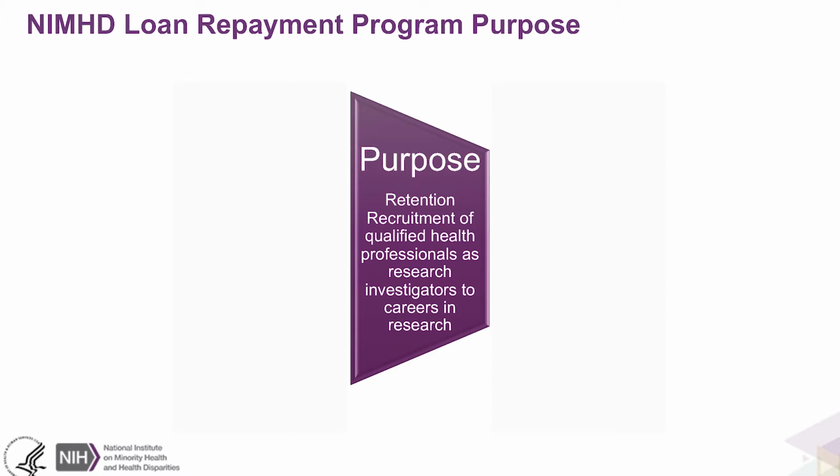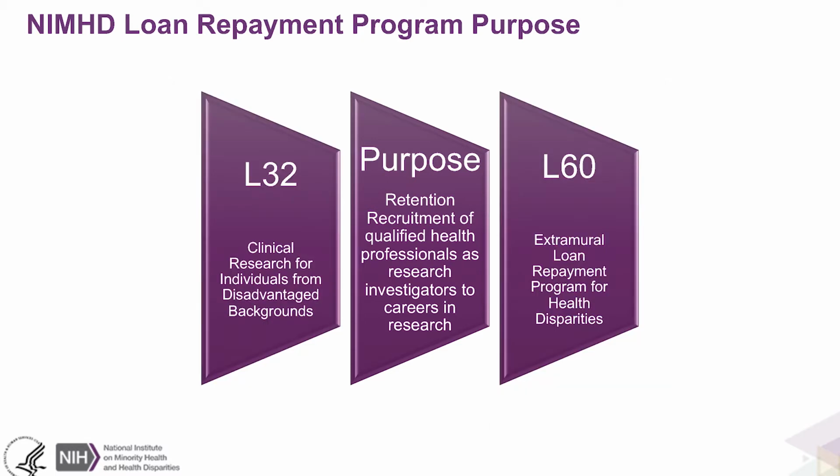We're next going to talk about the eligibility of proposed research. We're going to start by focusing on the main purpose of both of the programs, in fact all of the programs at the NIH, which is to recruit and retain qualified health professionals as research investigators to careers in research, specifically careers in NIH-funded research. The two programs that we will focus on in this technical assistance webinar are the two that have been primarily supported by NIMHD historically and will continue to be supported into the future. The first is the L32, the clinical research for individuals from disadvantaged backgrounds, and the second is the Extramural Loan Repayment Program for Health Disparities Research.